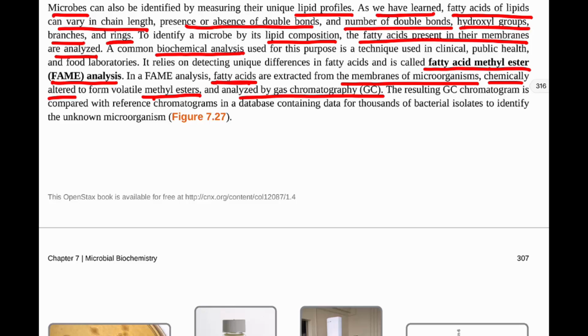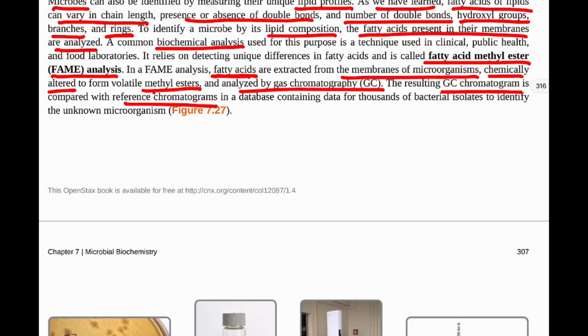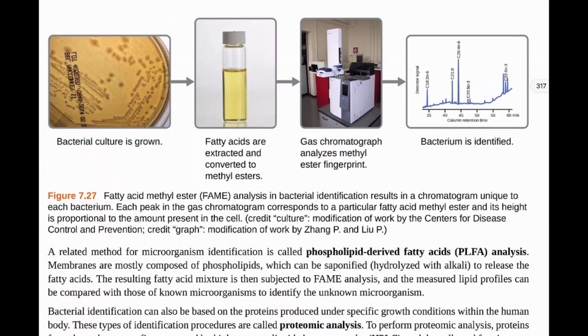Gas chromatography will result in a chromatogram, and then they compare it to reference chromatograms, similar to mass spectrometry. This machine will give them the information, and then they can compare it to those that are already on file that are known organisms. So here's the illustration for that. We have our bacterial cultures grown on a plate, just like we would do in a laboratory. And then they extract the fatty acids and convert them to the methyl esters.